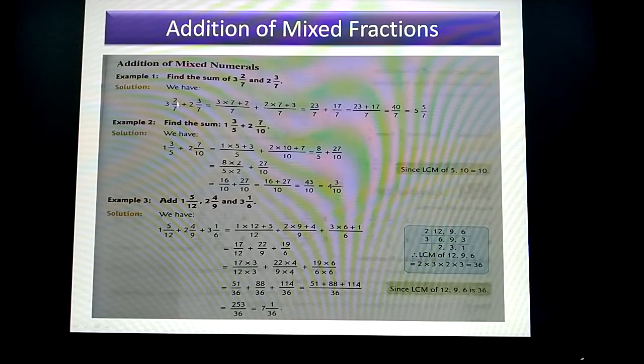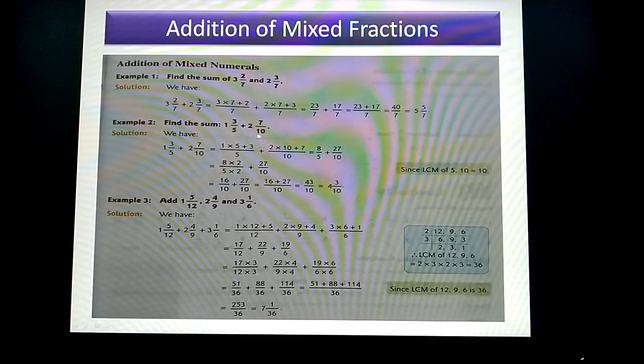That is, 3 2/7 you can write as 7 into 3 plus 2, or 3 into 7 plus 2, same thing. And here also 2 into 7 plus 3. So this way we convert the mixed fraction into improper fraction. Now since the denominators are the same, that is 7, these are 23/7 and 17/7, like fractions. So addition is very simple. We just have to add the numerators.